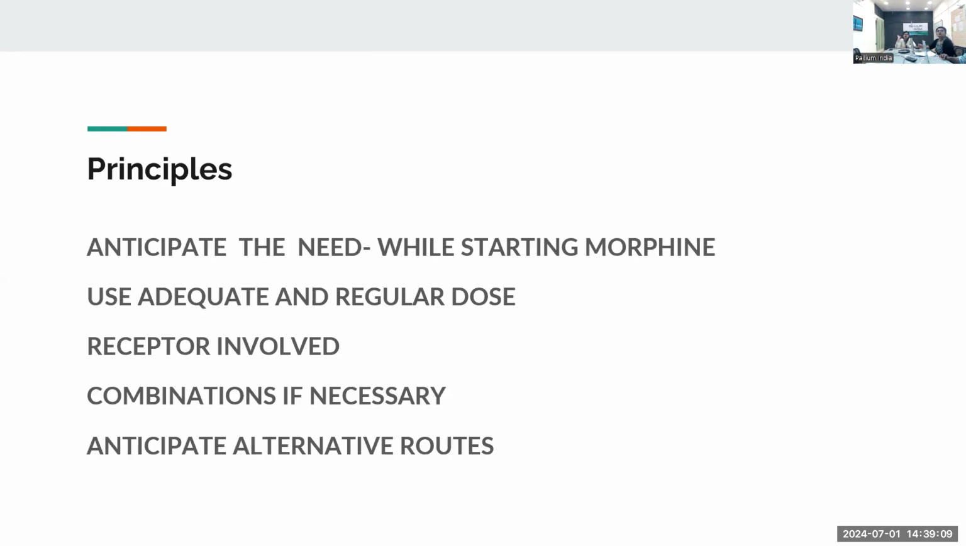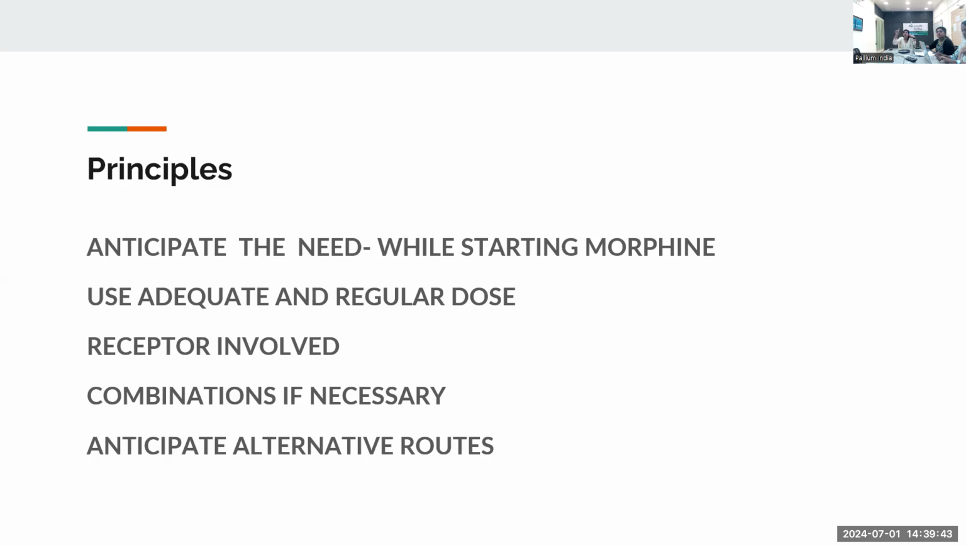So also anticipate the need while starting morphine. Whenever you see a patient with vomiting, sometimes we tell them, "When you get vomiting, you take one tablet." Is that correct? No, you have to prescribe round the clock medication for the patient. You have to anticipate that the patient can get vomiting after chemotherapy. We don't write "take one tablet when you get vomiting." Not like that. You have to give the adequate dose and you have to give the regular dose.